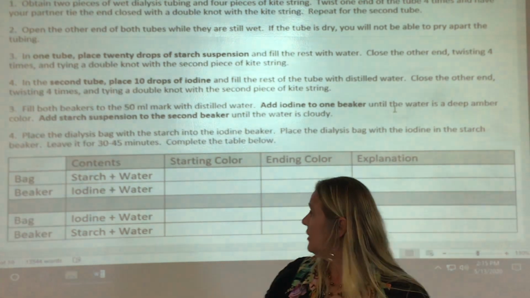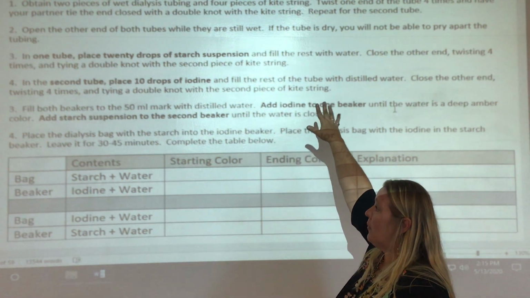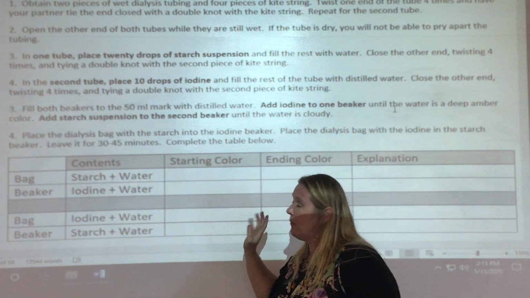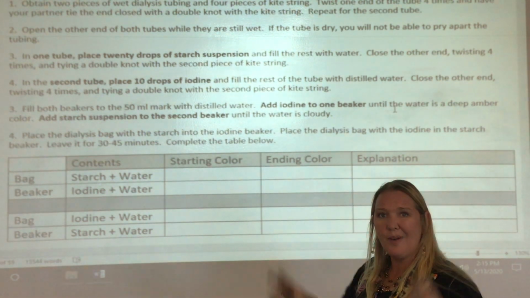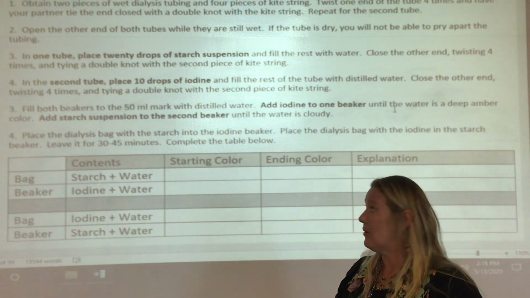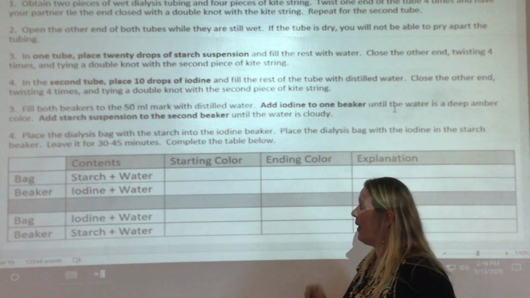And so what we're going to do is fill in part of our data table, and then we're going to put these into the beakers, and then we're going to let it sit for 30 to 45 minutes, and then we're going to come back and we're going to see our results for after the ending color, okay?